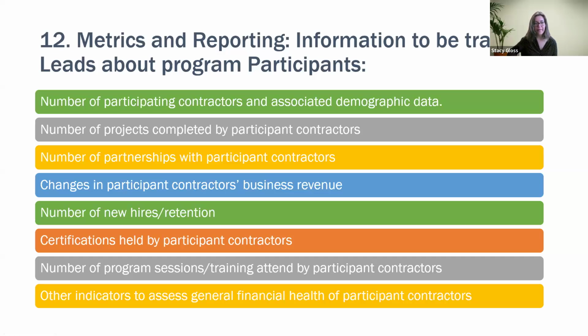The last program element is related to metrics and reporting. The program leads will collect and report data from participants. Examples of the types of information collected are listed in this slide. Information collected is necessary to understand the participant's business, including financial and income information, certifications, business ownership, employee and subcontractor data, compensation, length of service, and demographics.